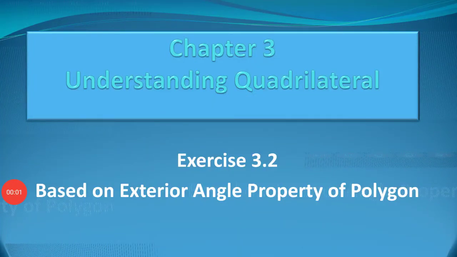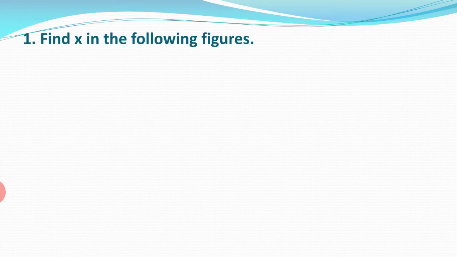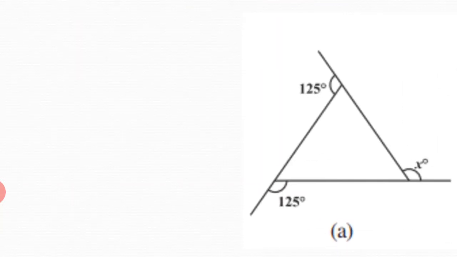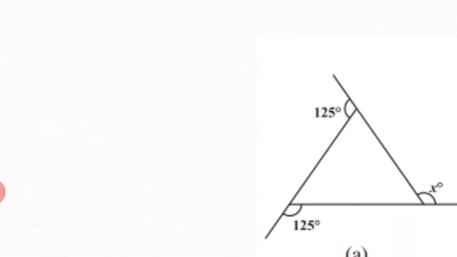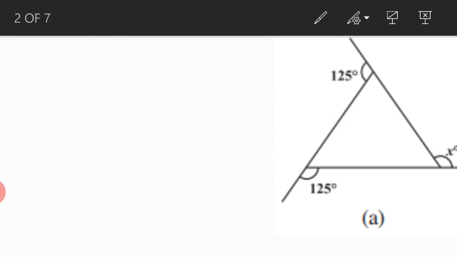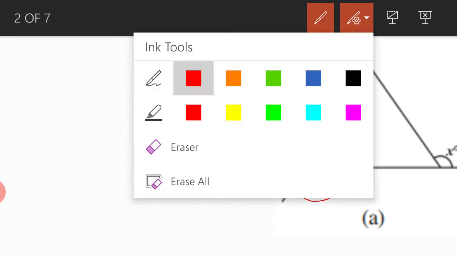Welcome students. In this video we are going to start with exercise 3.2 which is based on exterior angle property of polygon. So now question number 1, find x in the following figures. Now the figure is given and if you observe the figure very carefully, it is a triangle and these triangle's sides are extended to have exterior angles. Can you see exterior angles?